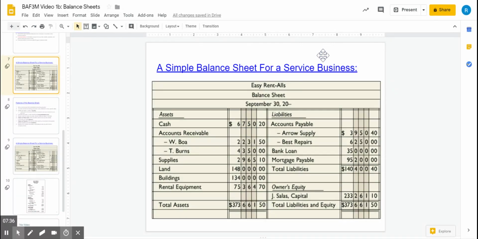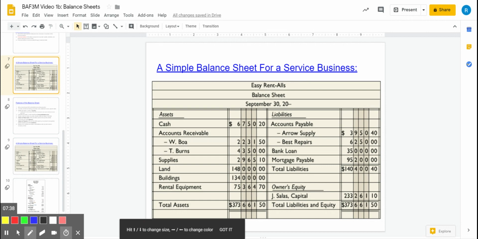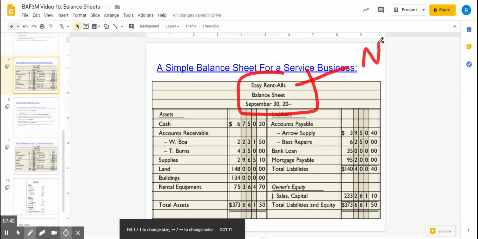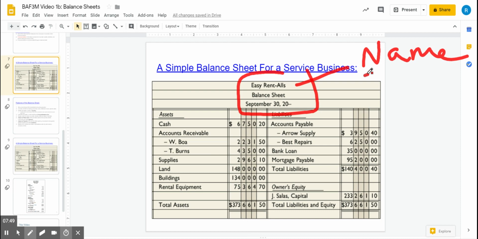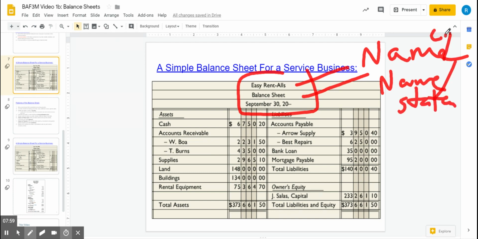So let's say you are making a balance sheet for the business Easy Rentals. That's the name of the business. You start with a 3-line header, as you will for all financial statements. So this is a balance sheet. The second line of the header, you're going to put the name of the statement. And the first line was the name of the company, is what I meant to say. And then the third line is the date.